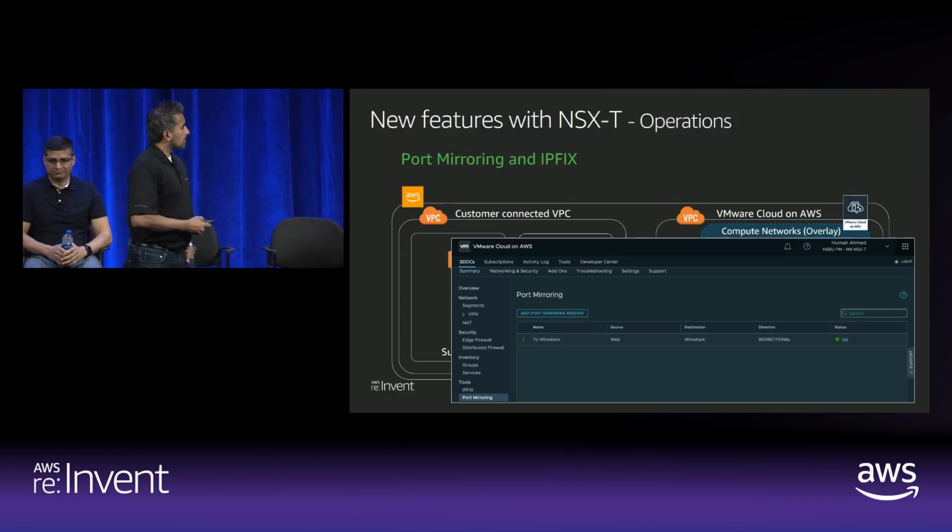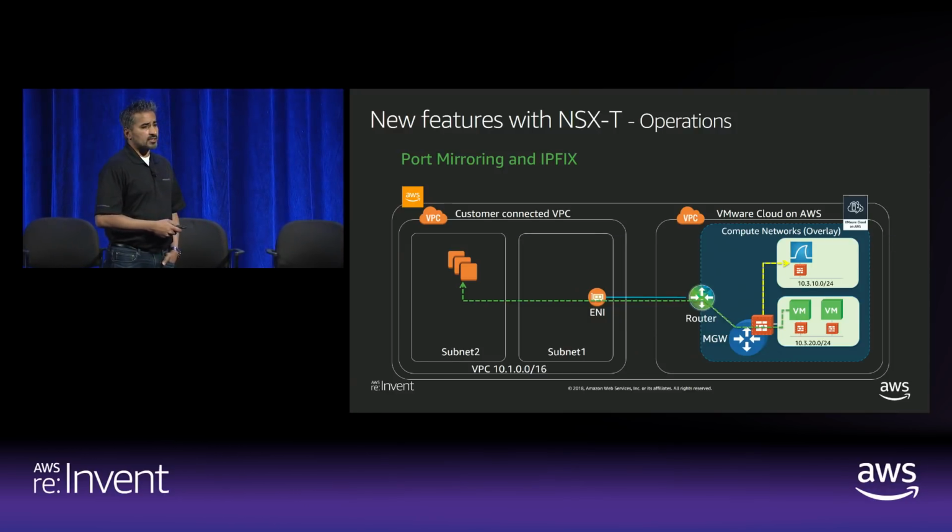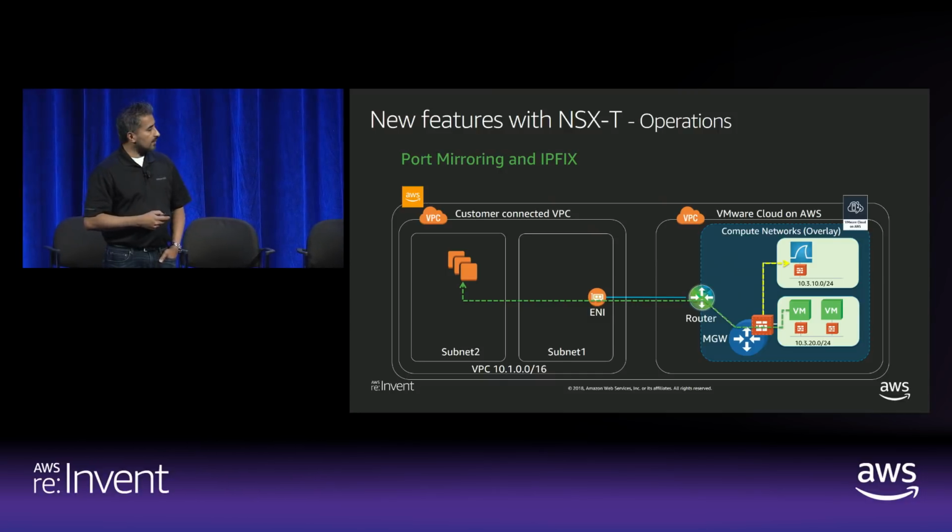And this is possible now because this tier 0 router is connected to the MGW and CGW. And the ESXi hosts are connected to MGW, so that port mirroring information can be sent up towards the T0 router to the CGW, and in return to the appliance sitting on NSX network segment.